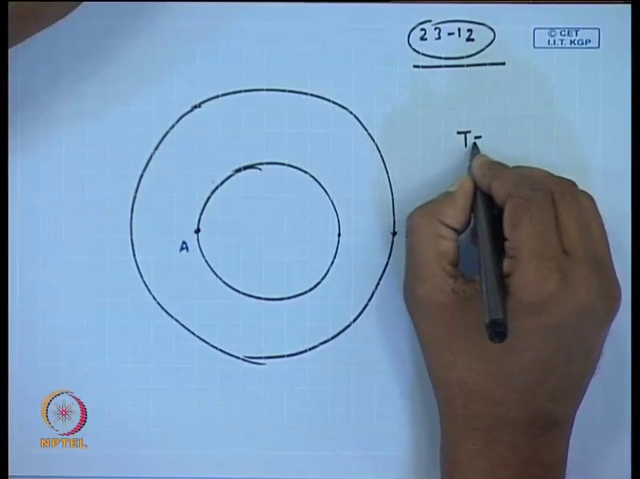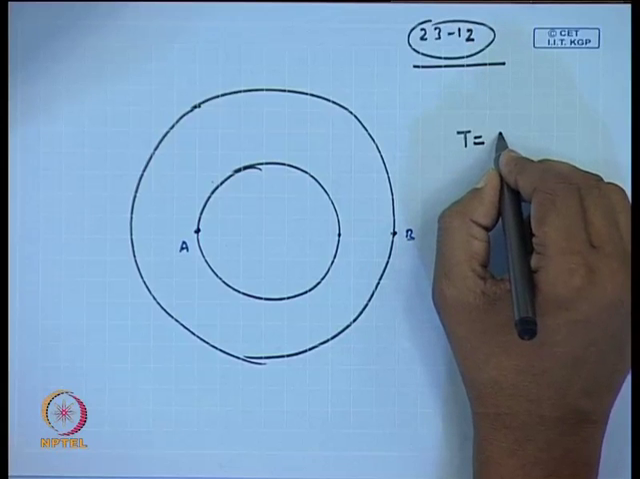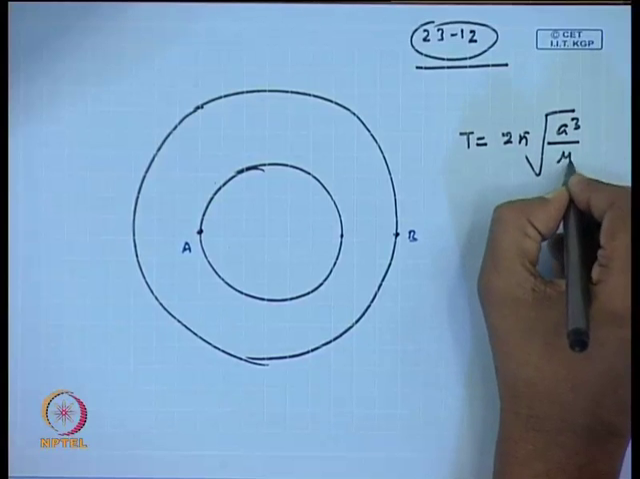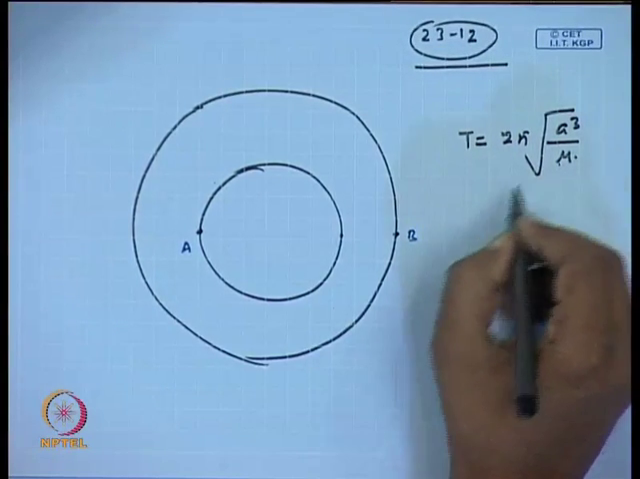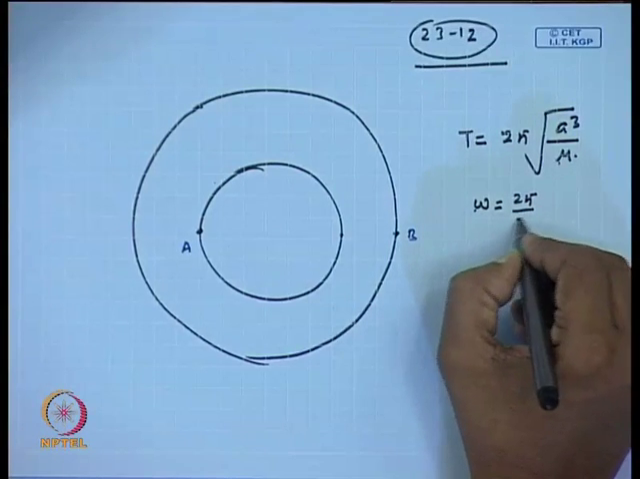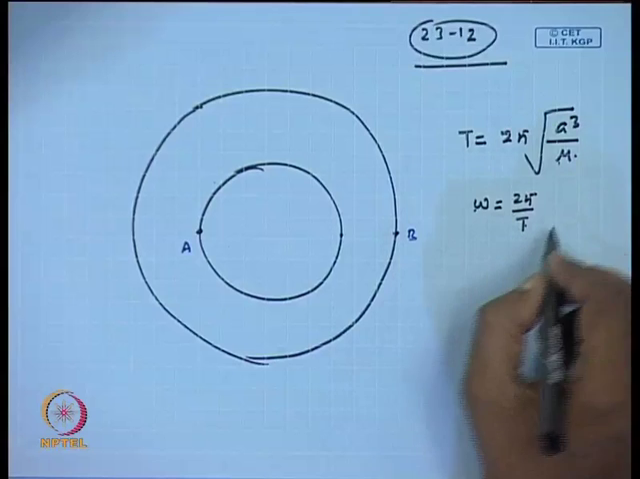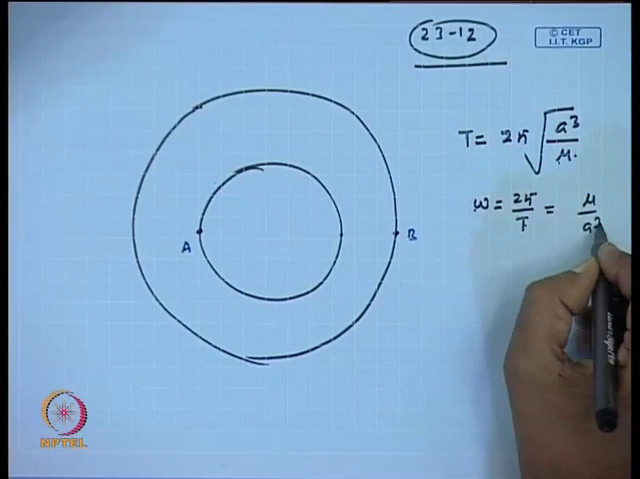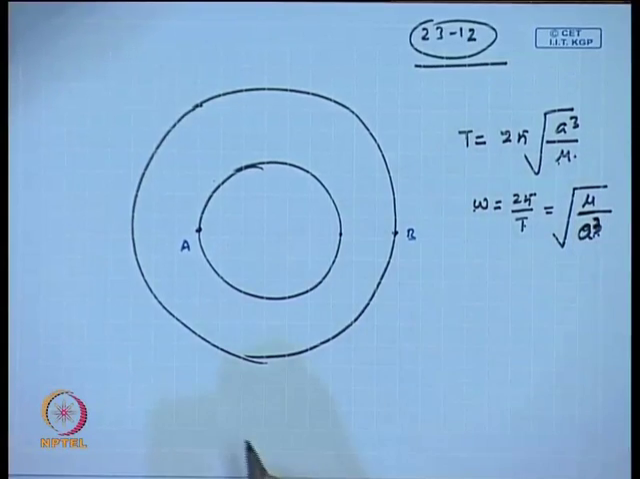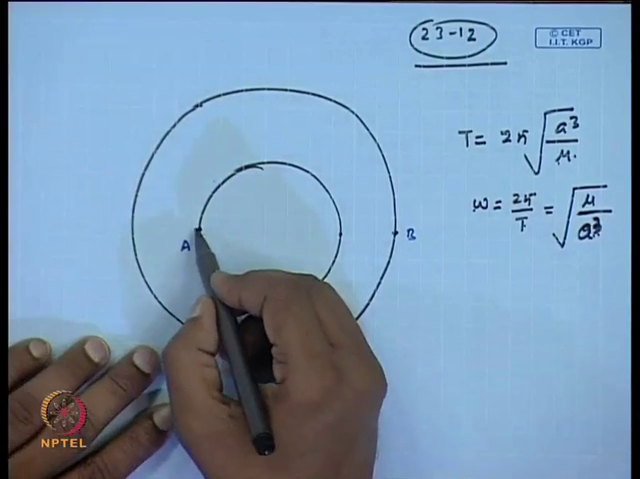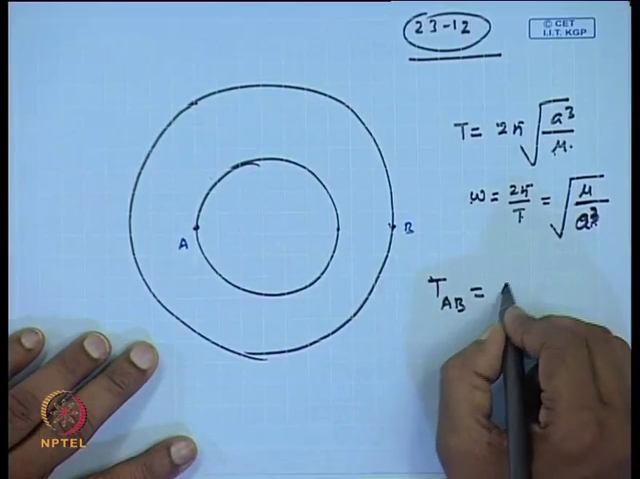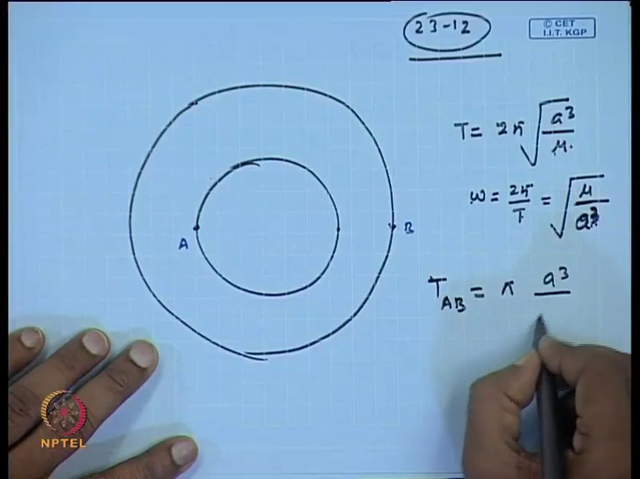So, the time period is given by t equal to 2 pi times square root of a cube divided by mu. Okay. So, where have we derived it from? We have derived it from omega is equal to 2 pi by t. You can write it in this way. So, this is what we have used frequently earlier, the equation omega equal to mu by a cube under root. Okay. So, your time to go from here to here, T AB, will be equal to pi times a cube by mu under root.